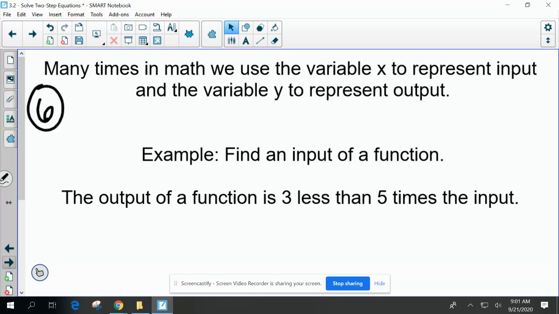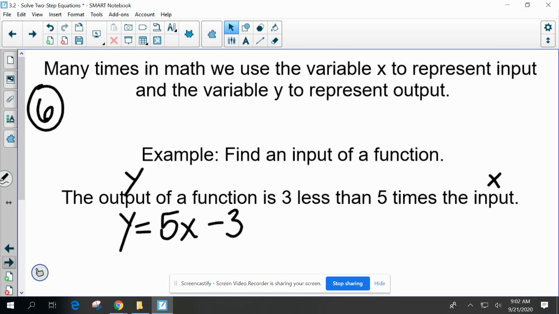So this is an equation written out in words, and we're going to put numbers to it. So the output of a function is 3 less than 5 times the input. So input means X, output means Y. So what do we usually start with? Y equals 3 less than 5 times the input. So what am I going to put with X? 5X. And then what's 3 less than? Minus 3.